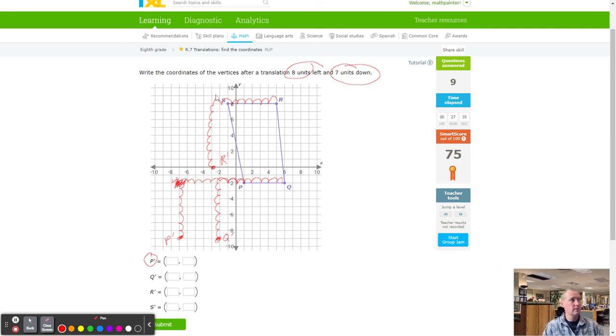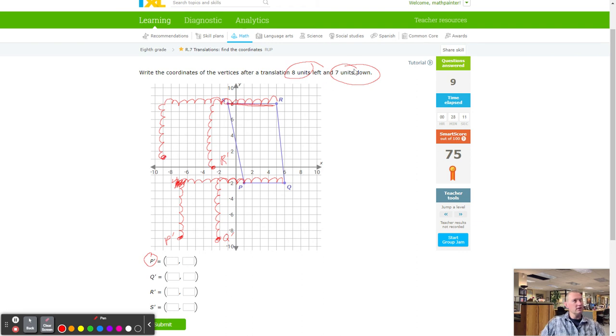And S, 8 units left. 1, 2, 3, 4, 5, 6, 7, 8. And 7 units down. 1, 2, 3, 4, 5, 6, 7. And notice that here for R, it's not at the same height as S. So something happened. So one of these is wrong. Do you see how this line right here is flat, and this line right here is going to be angled? So something's wrong. Either R is messed up or S is messed up.